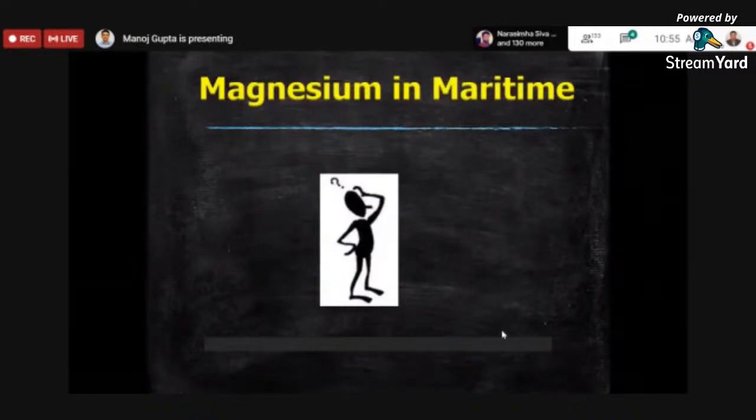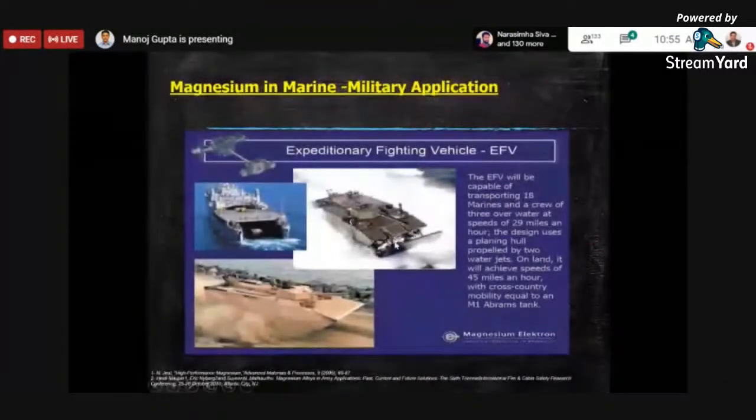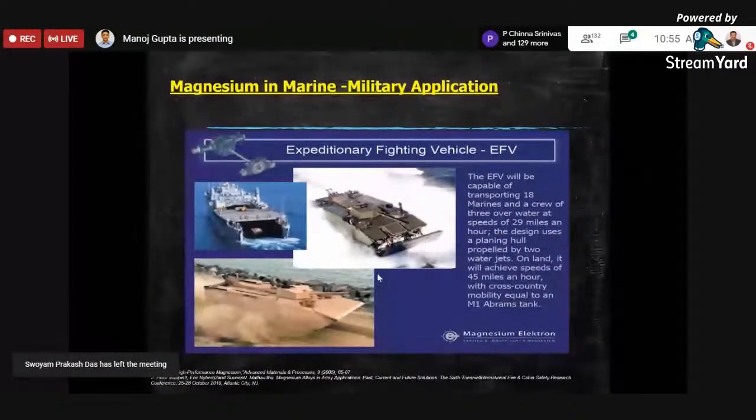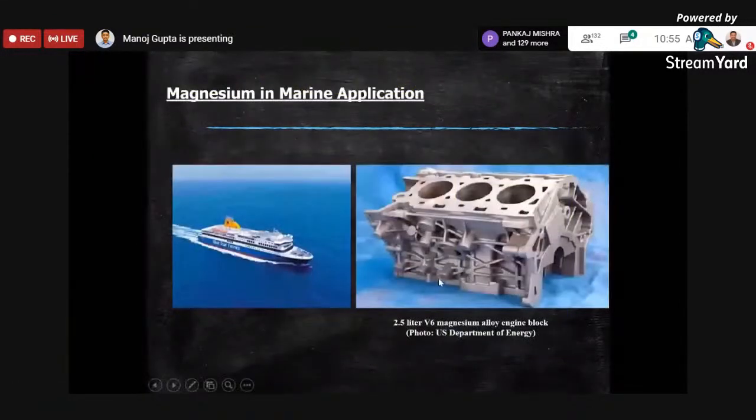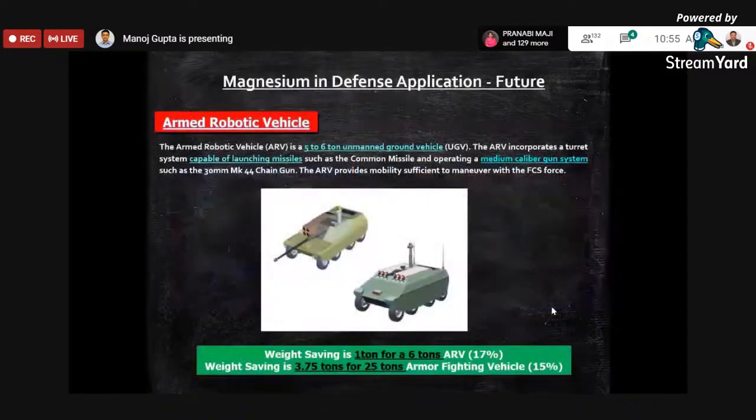Now let's go to the maritime. Amphibious vehicles are the vehicles which can be used in both land and water, and they need to be lighter. And that's how they can use the fuel much more efficiently. So there's a lot of use of magnesium-based material in the amphibious aircraft. You see the cruise ships, again, the engine is of magnesium construction.